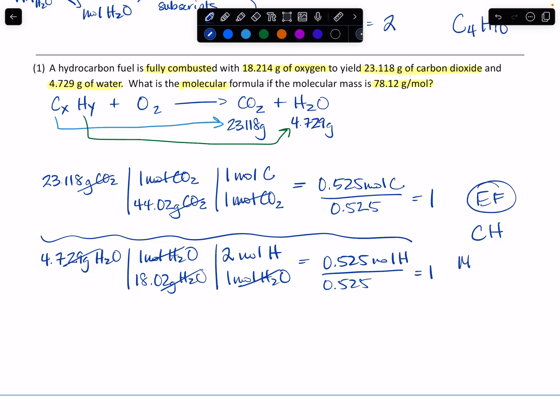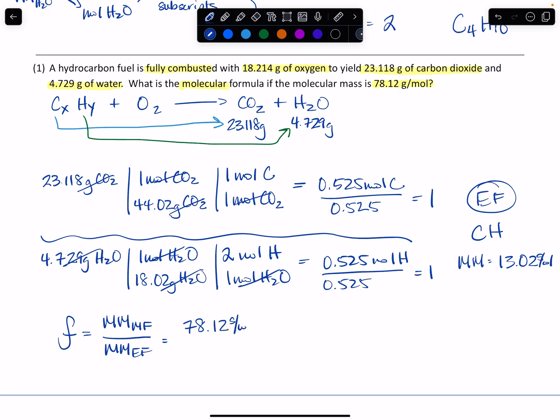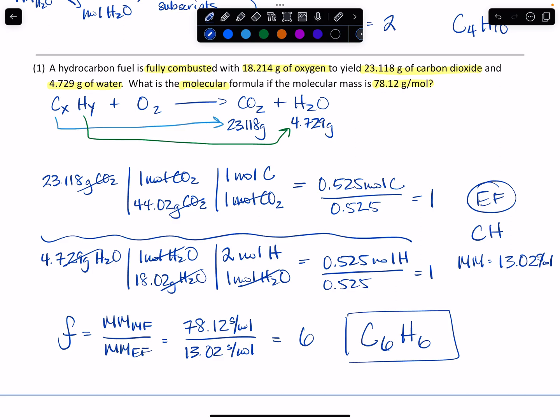Now the molar mass of CH is 1 carbon plus a hydrogen, 13.02 grams per mole. So to determine the molecular formula, I'm going to take the molar mass of that formula and divide it by the molar mass of my empirical formula. The problem told me the molecule had a mass of 78.12 grams per mole. I'm going to divide that by 13.02 grams per mole, and I'm going to get a 6. So that means my molecular formula must be C6H6, also known as benzene. So again, pretty straightforward.